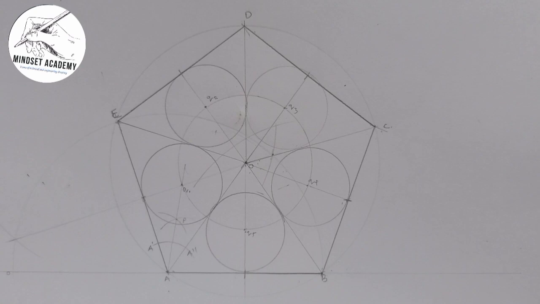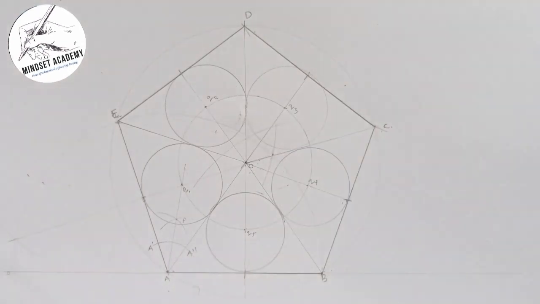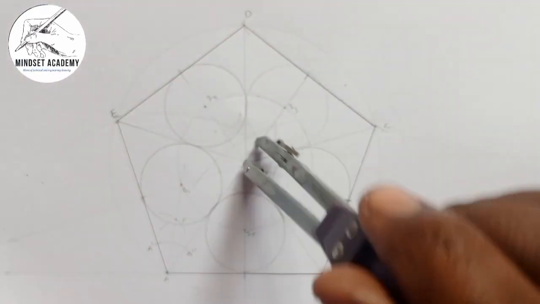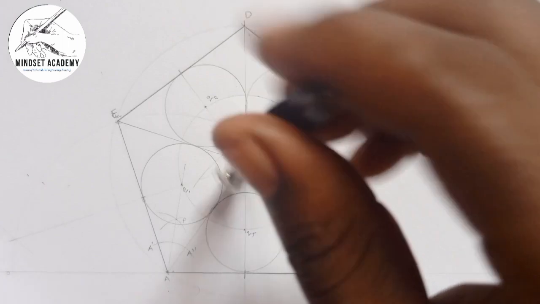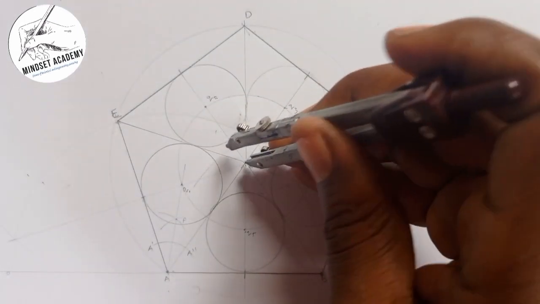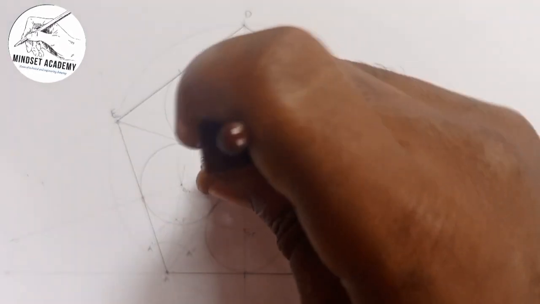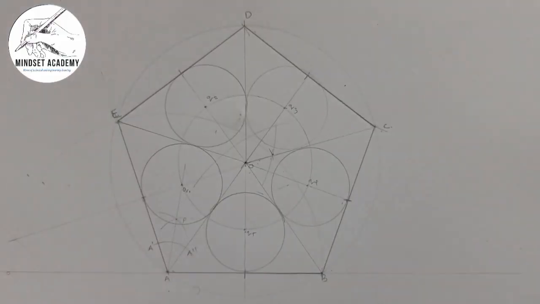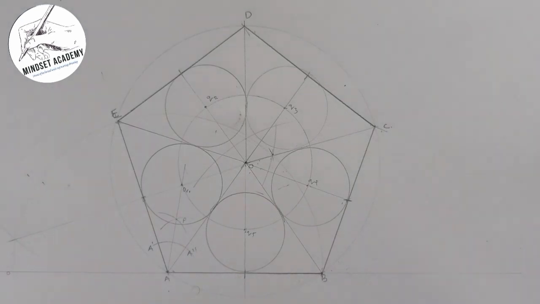So that is what we have. That is how you can inscribe. You can even do it for the last one. These are five circles. I can decide to put another one in the center here if I want to, if you're asked. This is how you can inscribe five circles in a pentagon.